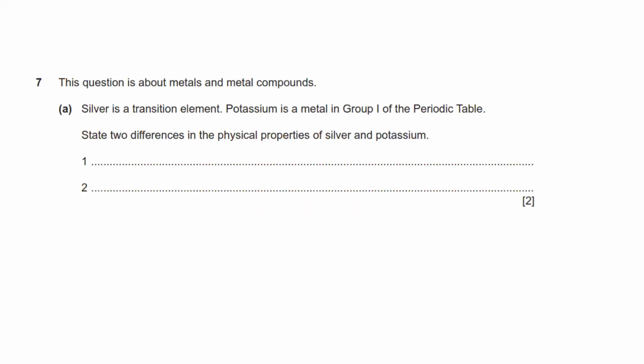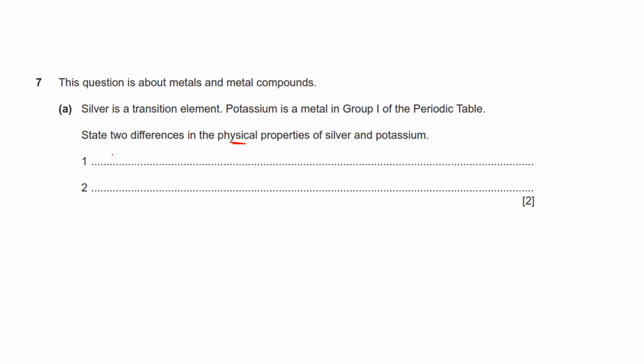Question number 7. It says the question is about metals and metal compounds. Part A, it says silver is a transition element. Potassium is a metal in group 1 of the periodic table. Give 2 differences in physical properties of silver and potassium. So remember, we're talking about physical properties.